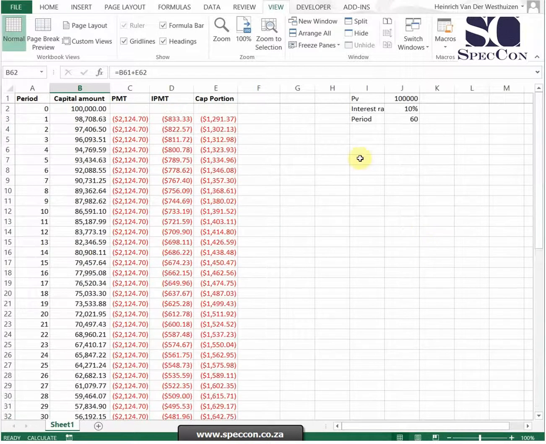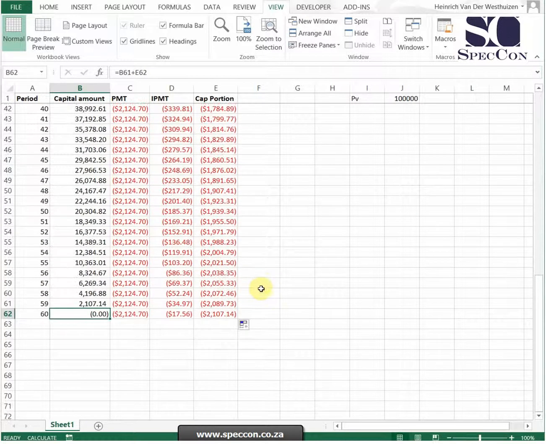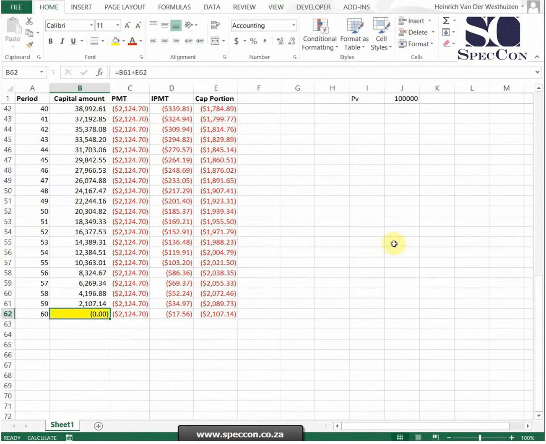What's nice is you can see how your interest decreases as you go along and your capital portion increases as you go along. So it's a nice way to look at this. The test is always to make sure that on the last period, your capital amount is 0. Then you know you were correct.